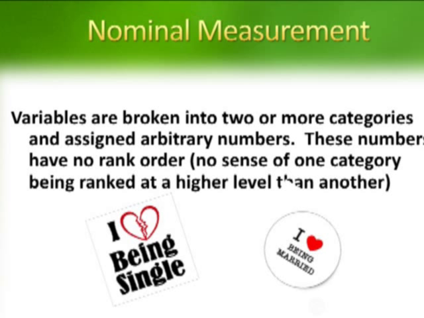The categories are mutually exclusive, meaning the object either has a characteristic or it does not. The numbers assigned to each category are nothing more than labels. They do not indicate more or less of a characteristic. Examples include sex, hair color, marital state, religious affiliation, or blood type. The only mathematical operations that can be done with nominal level measurements are frequencies and percentages.